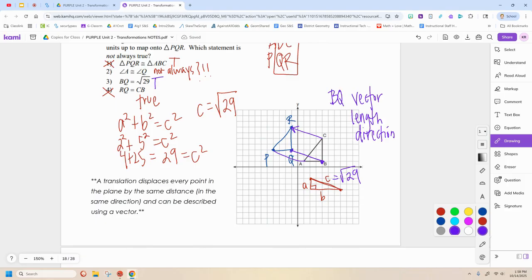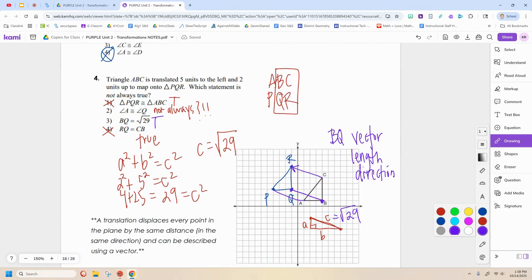Because we don't necessarily know this, like specifically in this one, certainly angle A is not the same size as angle Q, because Q is a right angle, but these are not corresponding angles. They are not guaranteed to be congruent. So the correct answer to question 4 is 2.